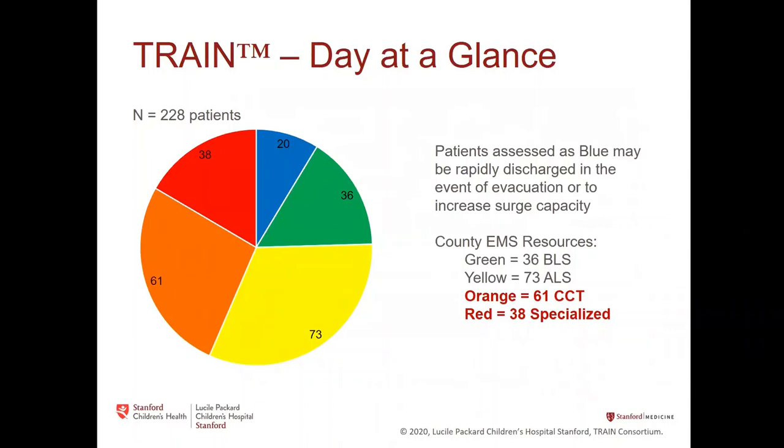And I'm sure this is the same for the Children's Hospital at Oregon or Seattle or Las Vegas. You can see there's a lot of patients that end up in the red and orange category, but there's also a significant number of patients who end up in the green and blue. In other words, patients who can be moved with minimal resources.